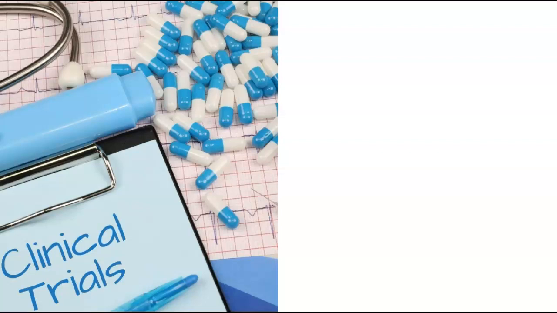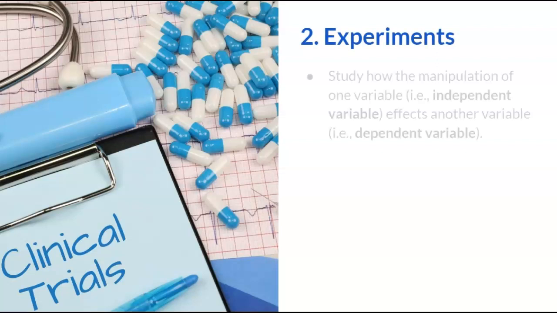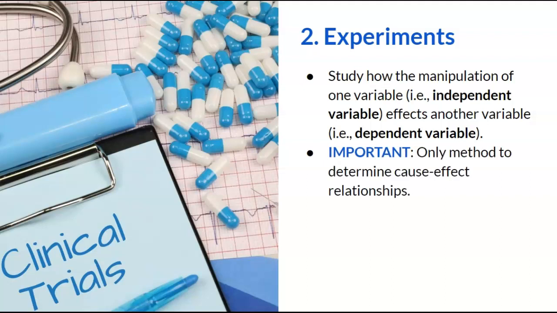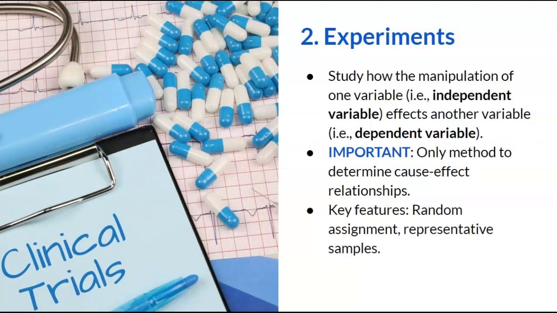Now, if you want to determine causation, the research method to use is experiments. Experiments involve the manipulation of one variable to measure the effect in another variable. In this case, the researcher manipulates the independent variable to see what impact it has on the dependent variable. As such, an experiment is the only method to determine cause and effect relationships. Key features of experiments include ensuring random assignment to control and experimental groups, and that the sample is representative of the general population.